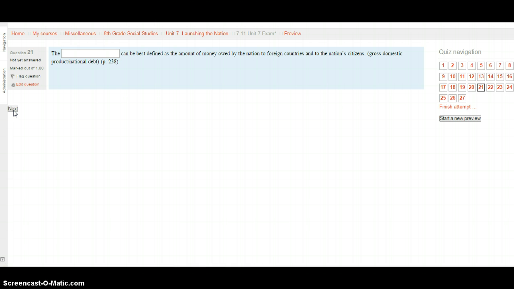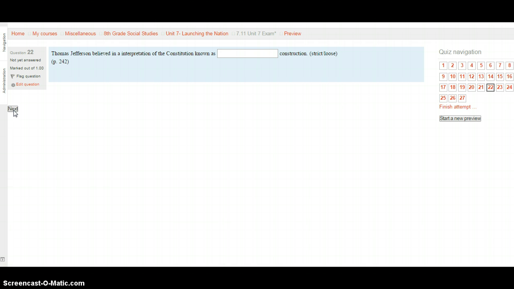The blank can best be defined as the amount of money owed by a nation to foreign countries and to the nation's citizens. Is this the gross domestic product or the national debt? Go to page 238 to find out and hit next when ready.